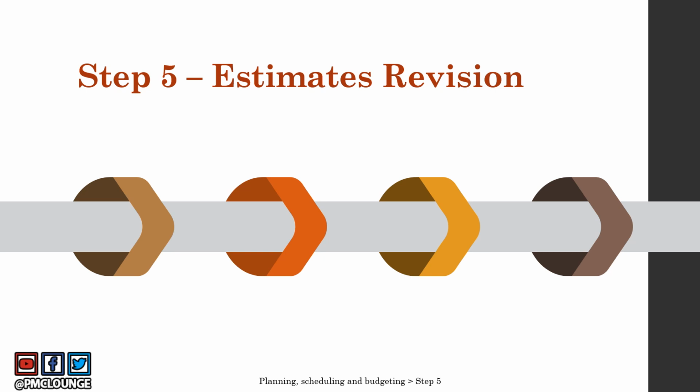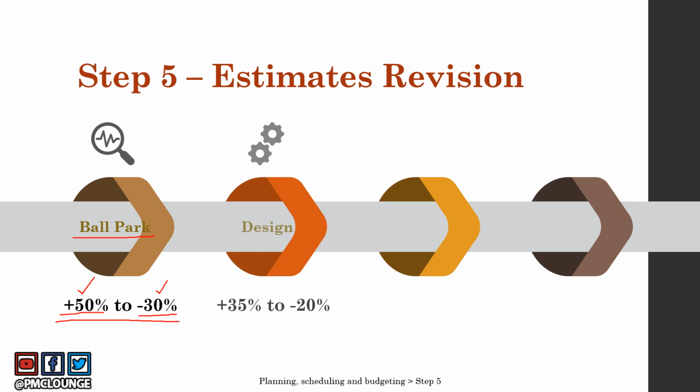So these are the revisions that you should have in mind. When you start off your project, you have a ballpark figure. That figure is plus 50% to minus 30%. So you go to the sponsor, you go to the decision makers, you give them your project cost, but it is subject to be changed by plus 50% to minus 30%. This is the range in which that ballpark figure can fluctuate.